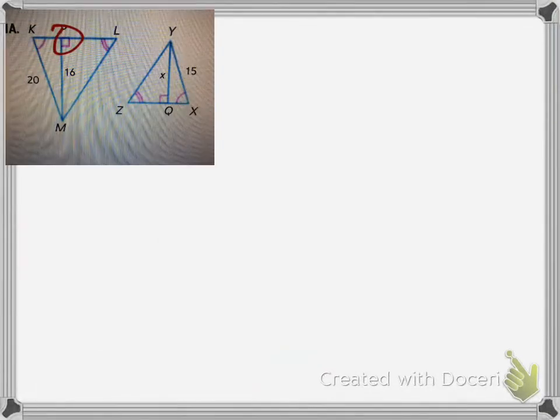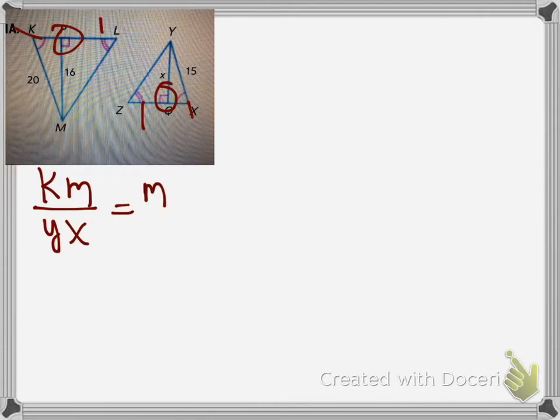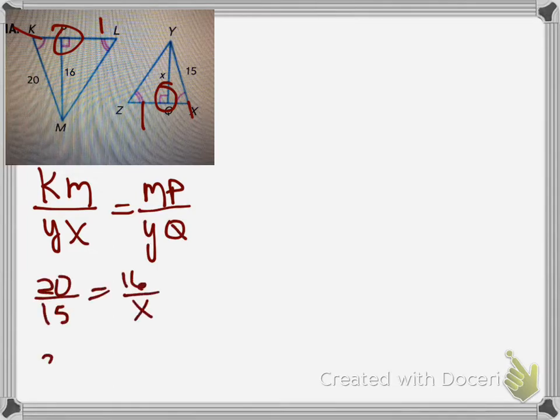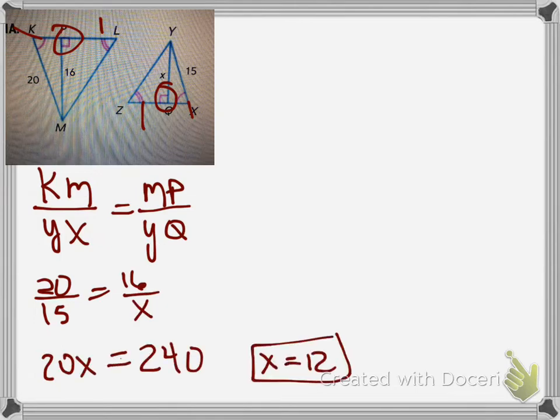All right, let's look at another example. Okay, so you can see here, these are altitudes. When they make 90-degree angles, they are altitudes. And these angles are the same. So that tells you what goes to what. It's not like I'm going to give you extraneous information, because I don't need to. Anyways, I'm going to say here that KM and YX are corresponding, and that MP and YQ are corresponding. So I can set up 20 over 15 is equal to 16 over x, cross multiply and divide, and I would get x equals 12. I know, this is pretty simple, right?